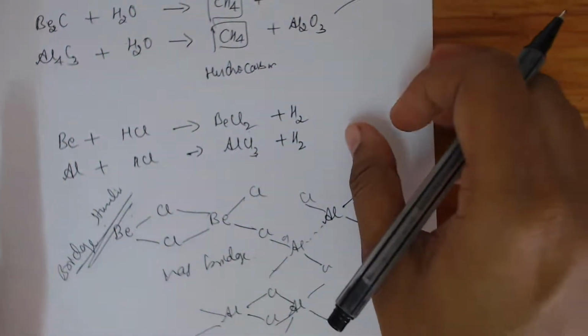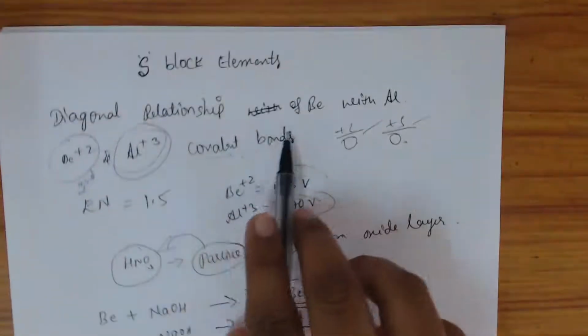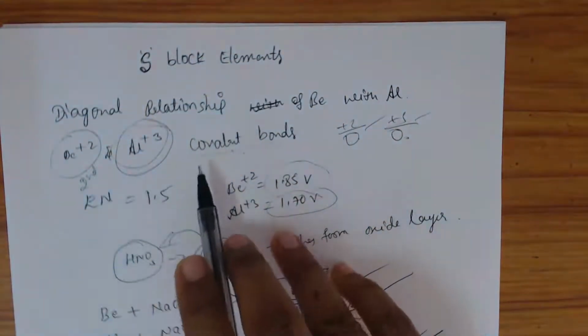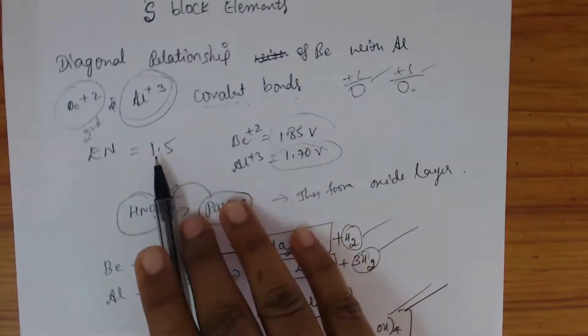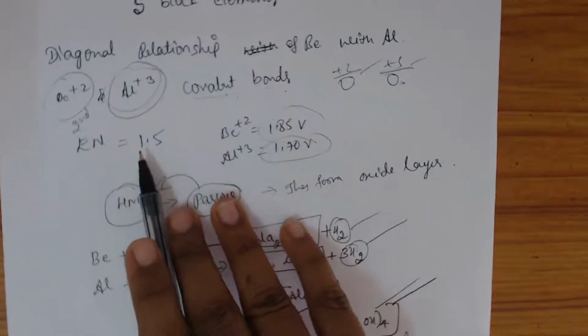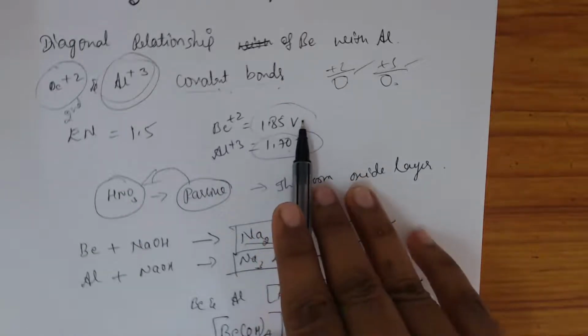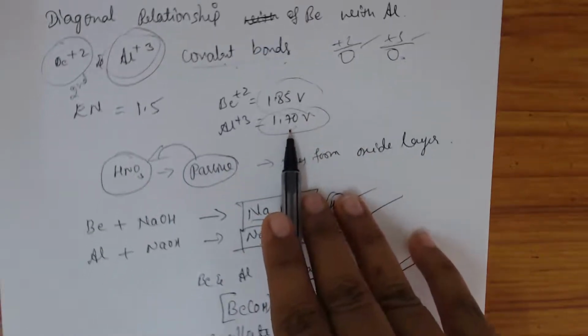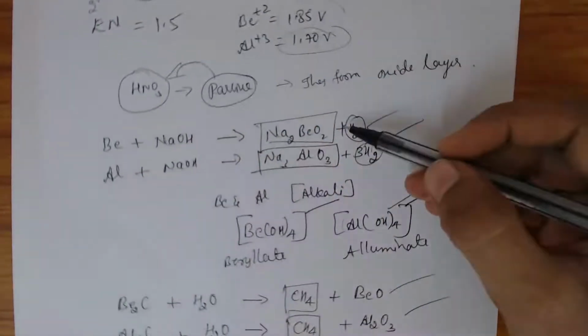So this is all about the diagonal relationship. First, because they have similar size and charge by size ratio, they form covalent bonds. Their electronegativity is also similar, about 1.5. Their standard electrode potentials for oxidation are 1.85 and 1.70, which are very close. And both are passive to HNO3.